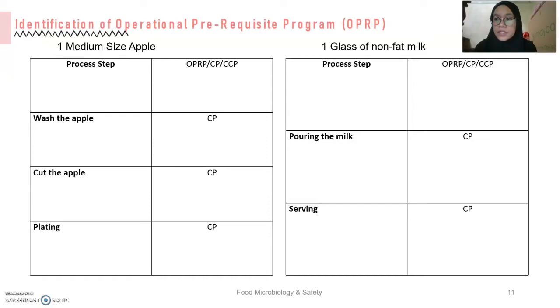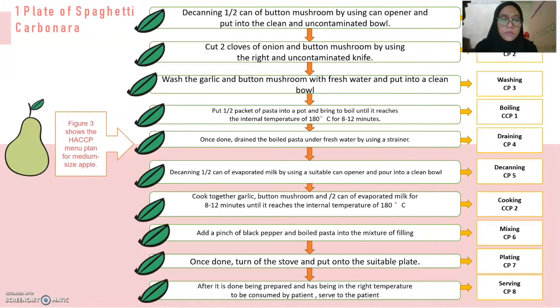For the spaghetti carbonara preparation, the critical control point happens during the boiling of the pasta and also the cooking of the garlic, butter, mushroom and evaporated milk.